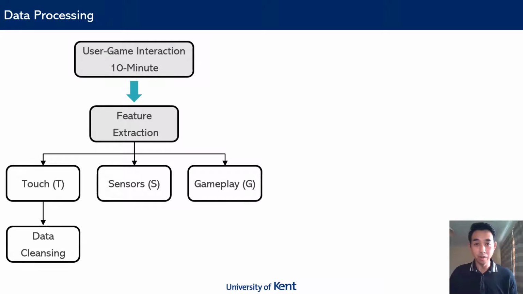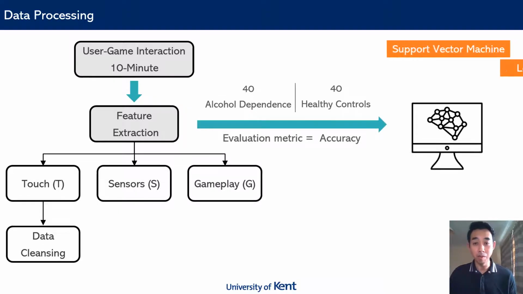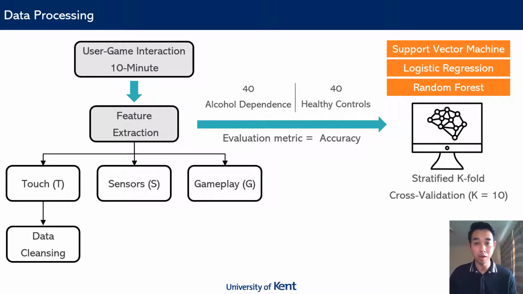Based on the data collection, 3 sets of features were computed using the entire data samples. For the touch interaction, data cleansing was also carried out to remove the faulty touch data points that might occur from unintentional touches while participants held the phone in their palm. 3 supervised machine learning methods were employed to develop binary classifiers to identify patients from healthy control. As the observed class labels were balanced, accuracy was used to evaluate the model performance. Stratified tenfold cross-validation was used to generate training and test sets with a balanced distribution of classes.